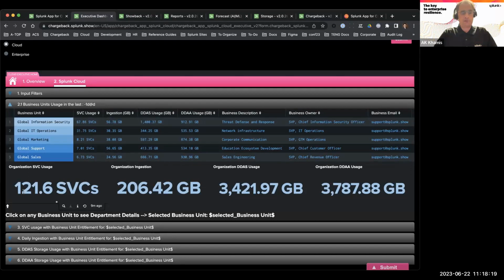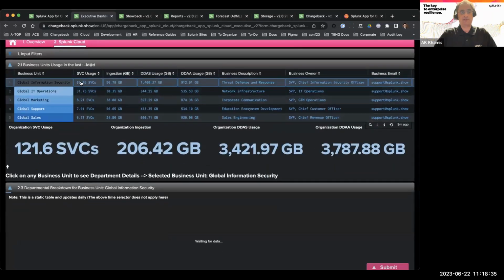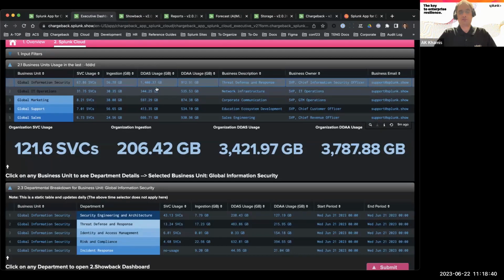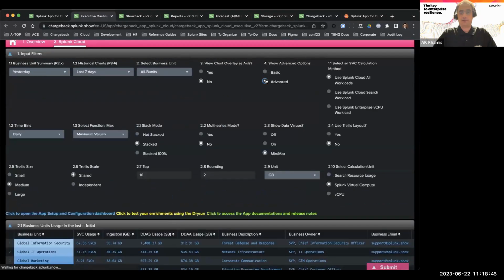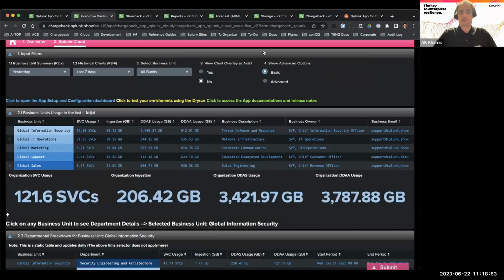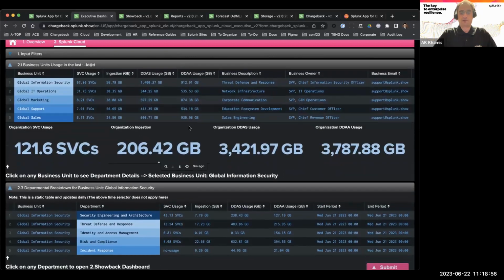Now, down here below is the entire organization, how much they consume, the ingestion for the entire organization, 200 gig, all of their storage so far, all of their archive storage so far. If I wanted to learn more about information security, I want to understand where these 67 SVCs were spent, where this ingestion came from, and who is ultimately responsible for this 1.4 terabytes of storage. By the way, if you don't like gigabytes, you can change that in here. There's a unit of measurement.